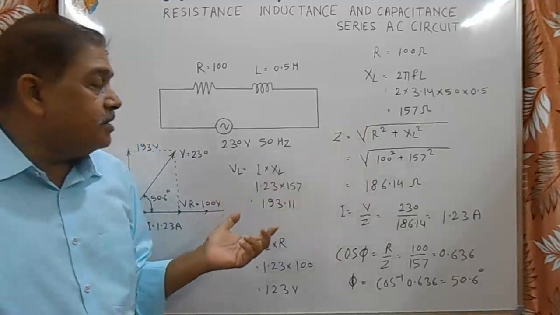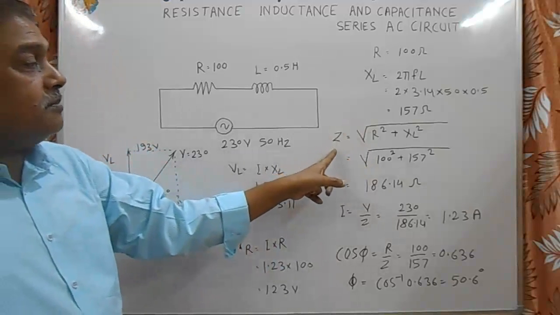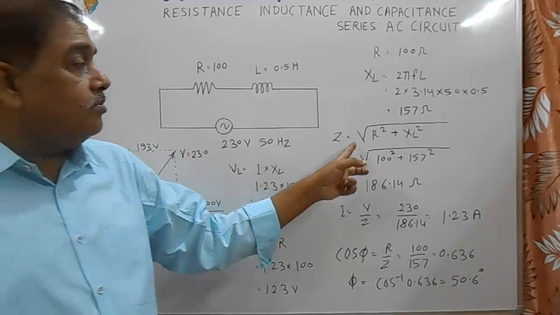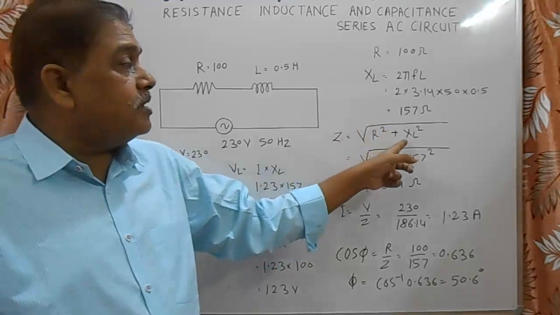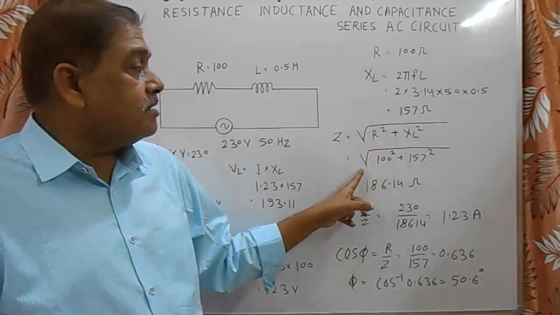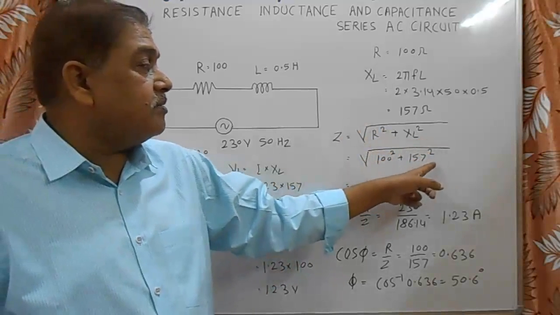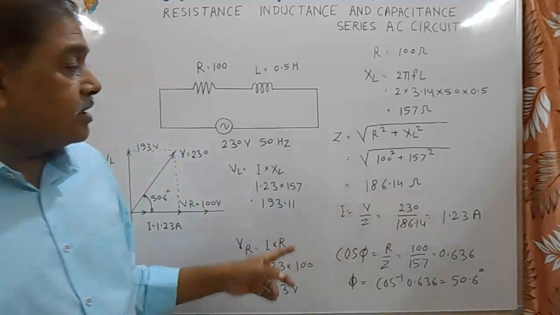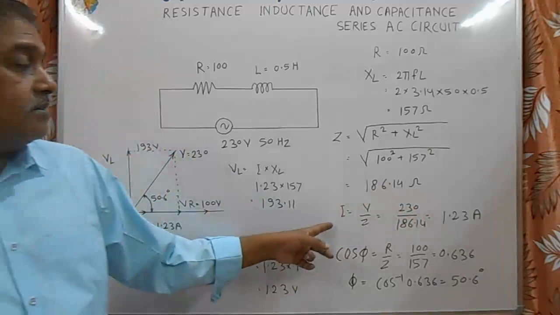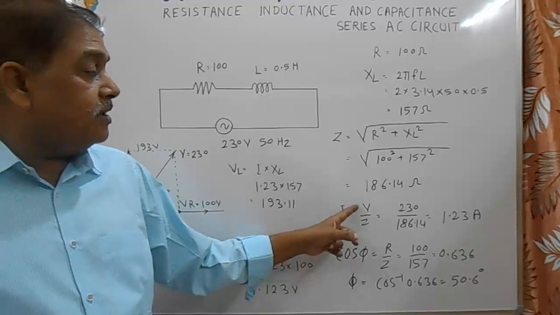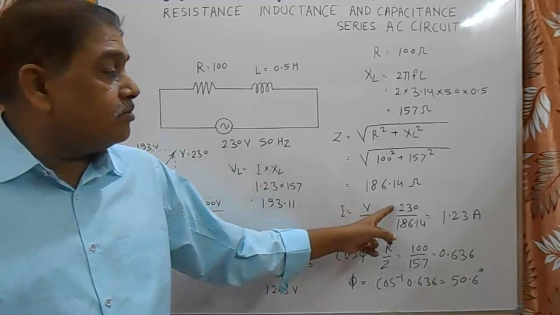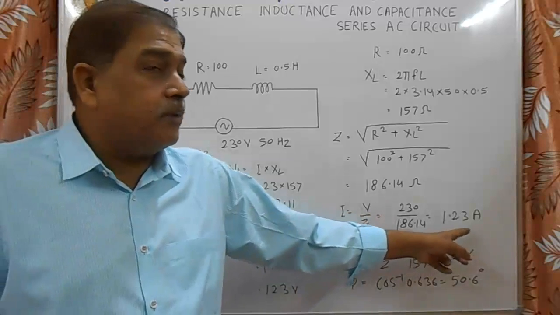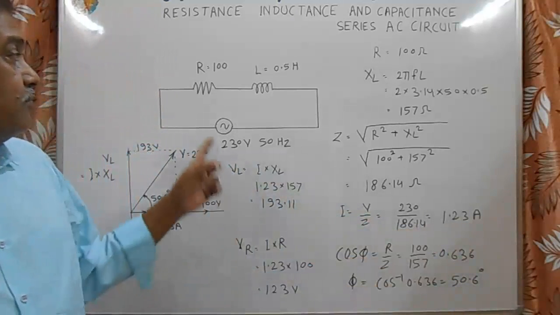In the case of AC circuit, impedance plays an important role. Impedance is denoted by Z. Z is equal to under root R square plus XL square. In this case, under root 100 square plus 157 square is equal to 186.14 ohms. So current in AC circuit is equal to voltage upon impedance, V upon Z. Here in this case 230 volt upon 186.14 ohm is equal to 1.23 ampere. It is the current flowing in this circuit.